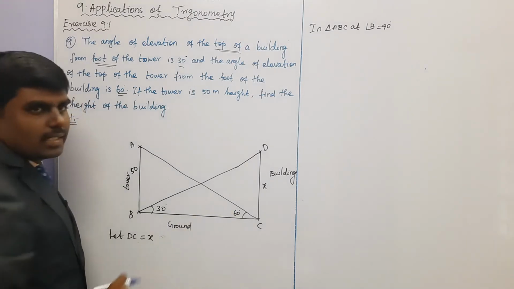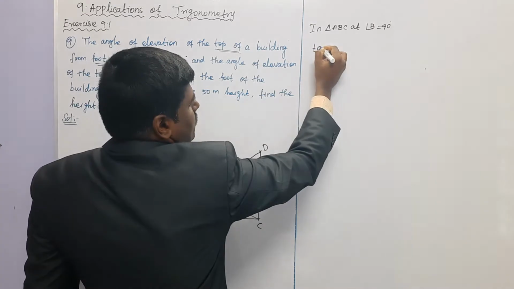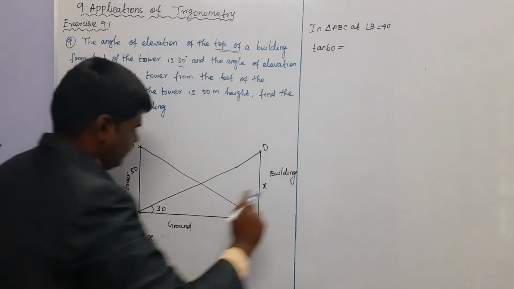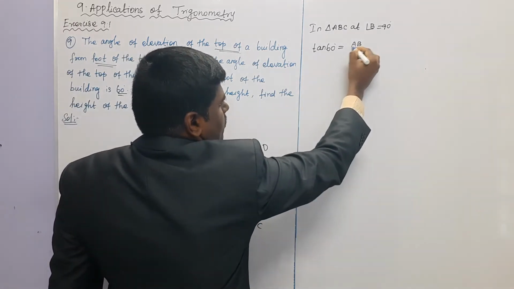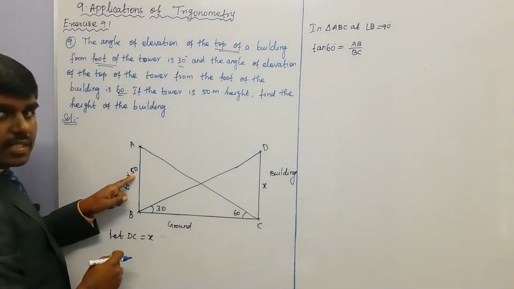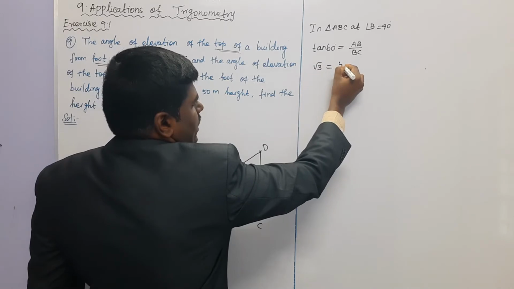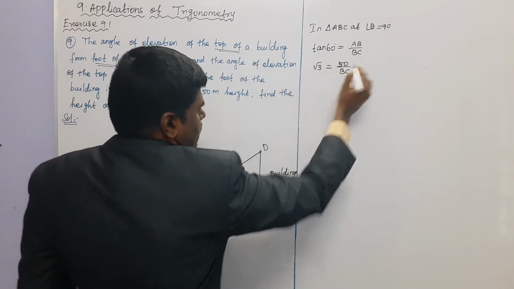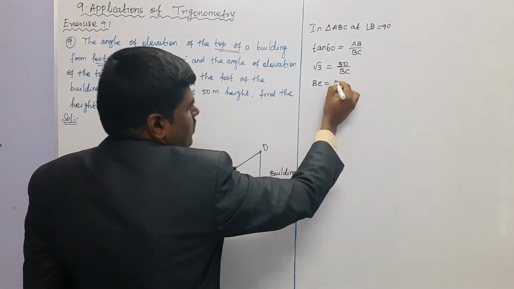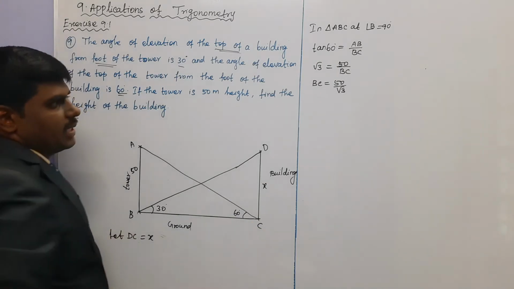So, using tan theta, tan 60 degrees is equal to opposite side by adjacent side, that is AB by BC. What's the opposite side value? 50. Our tan 60 degrees value is root 3. So root 3 is equal to 50 by BC. Next, BC is equal to 50 by root 3.